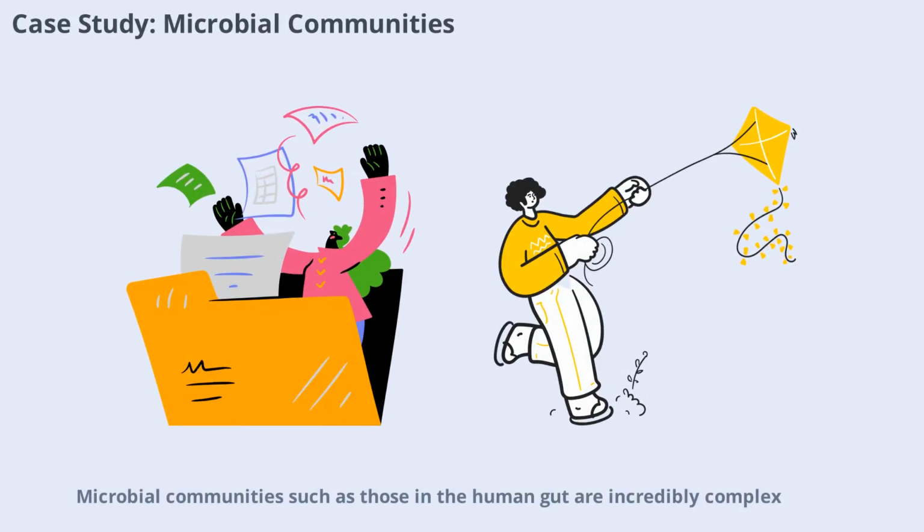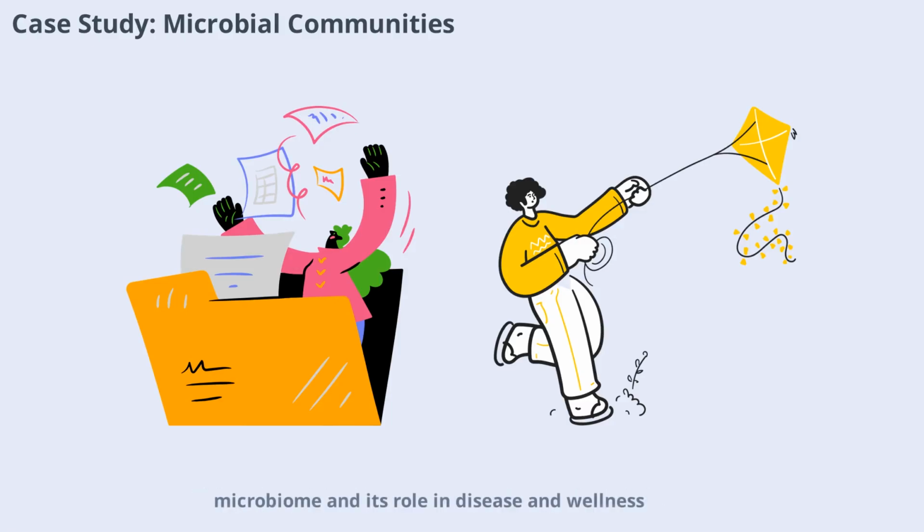Microbial communities, such as those in the human gut, are incredibly complex. Evolutionary algorithms help researchers model the interactions among different microbial species, predict community dynamics, and design interventions to promote health. This approach is advancing our understanding of the microbiome and its role in disease and wellness.